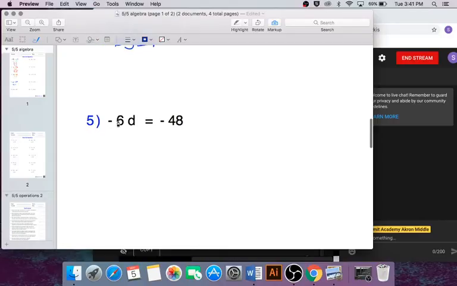For number 5, we have negative 6 times d equals negative 48. So the first thing we need to do is identify our variable, which is d. Next thing we need to do is identify how negative 6 is connected to D. Because there's no sign, that means it's multiplication. So we look for the inverse, and the inverse operation of multiplication is division. So we're going to divide by negative 6. Whatever we do to one side, we have to do to the other. So we're also going to divide the right side by negative 6. These two are going to cancel each other out, leaving us with just D.